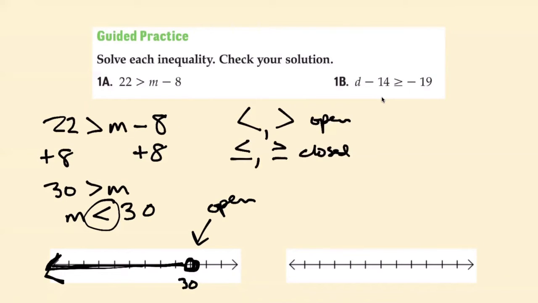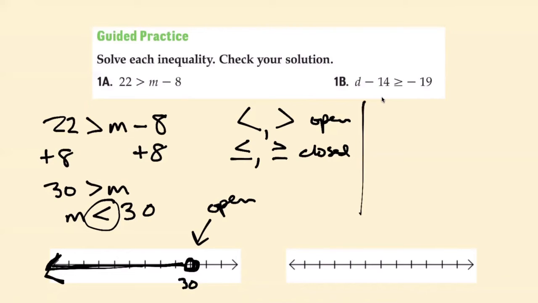Okay? And if you're not good with rules, then just think about it. Does it include the point or not? Well, this doesn't include the point. It says it's less than 30, but it does not include 30. So if it doesn't include the point, that means the circle's open. So it's everything right up to 30, but not including 30.